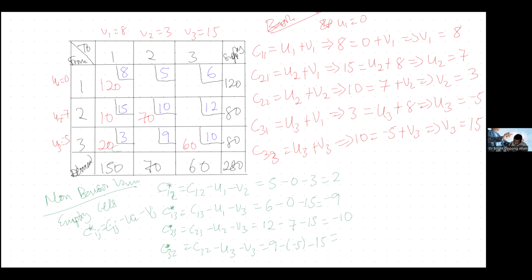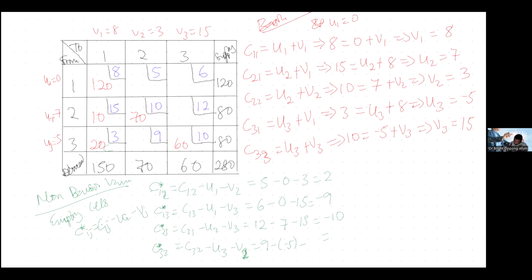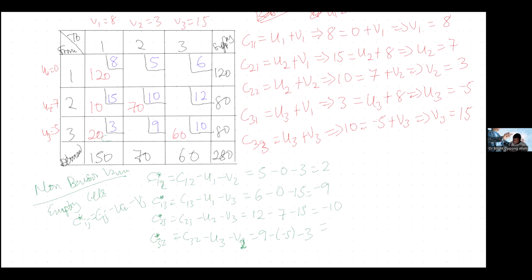Sorry, so it's V2. Now this is why I like operations research. It would humble you, and let you be careful. So V2 is, what value do you have here? It's 3. Yep. So 9 minus negative 5 is 14 minus 3, and that is 11. All right. So we can see that the empty cell C23 needs to be allocated.